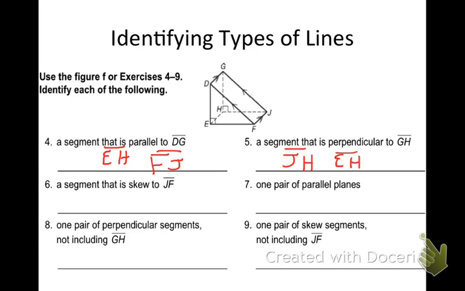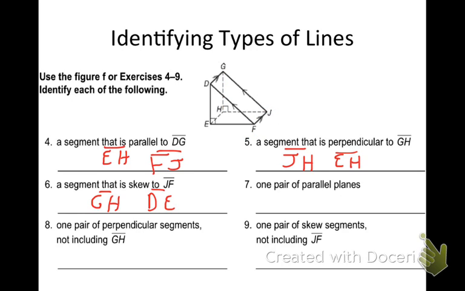Next, I want a segment that is skew to JF. There are 2 of them that are skew to JF. Which 2 would be skew to JF? Oh, give me one of them. Claire. GH would be skew. What's the other one that would be skew, Simeon? That's the one you picked? Okay, so here's GH. Can you find another one? DE would also be skew. Nice job.